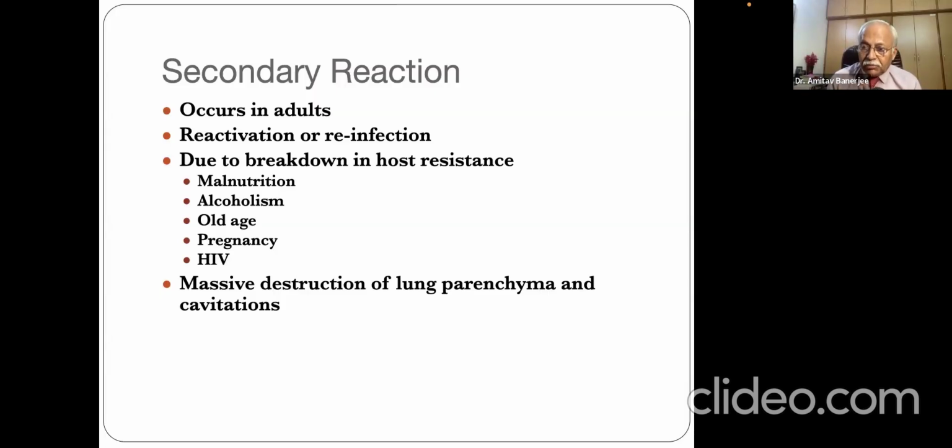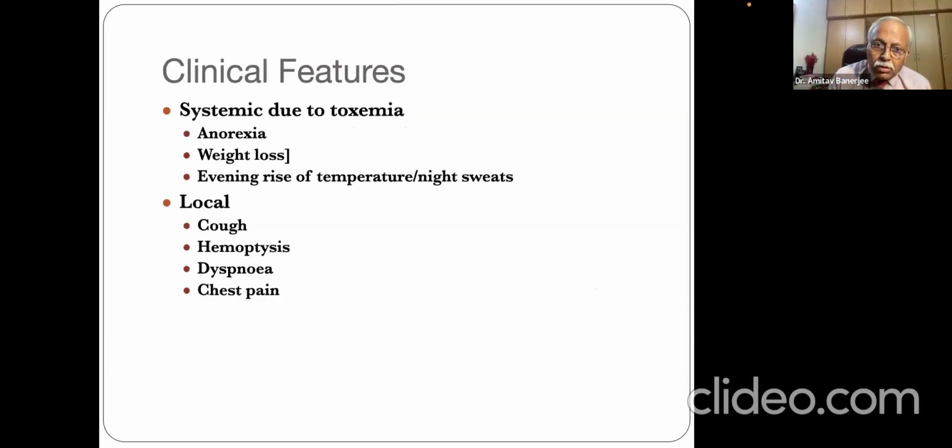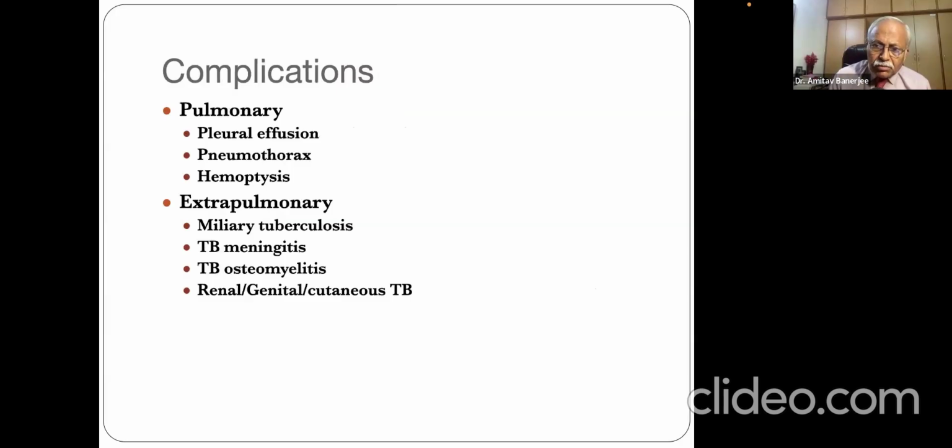So all HIV patients have to be tested for tuberculosis and vice versa. All tuberculosis patients have to be tested for HIV. Massive destruction of lung parenchyma and cavitations, mostly in the upper lobes. And clinical features may be loss of weight, anorexia, evening sweats, evening rise of temperature, cough, hemoptysis, dyspnea, chest pain. So these are all of you must have experienced. Then pulmonary, pleural effusion, pneumothorax, hemoptysis.